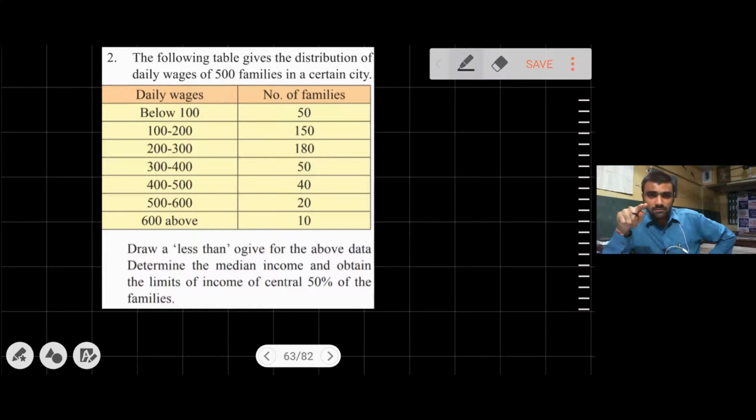So it is given in terms of range: below 100, 100 to 200, 200 to 300, and so on, lastly above 600. And number of families, उसकी countings दी हुई है, that is the frequency. Draw less than ogive for the above data. मतलब less than cumulative frequency का बनाने को बोल रहे हैं. Determine the median income. Median income ढूंढने के लिए बोल रहे हैं. That means you have to find out median or Q2, you may say. And obtain the limit of the income of central 50%.